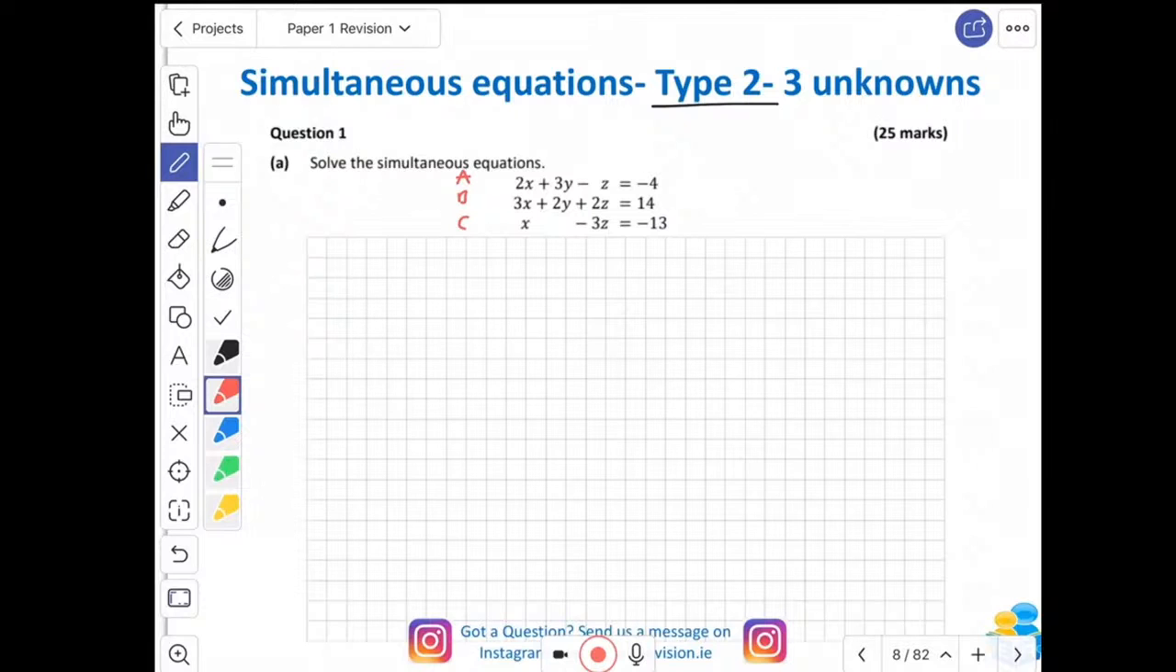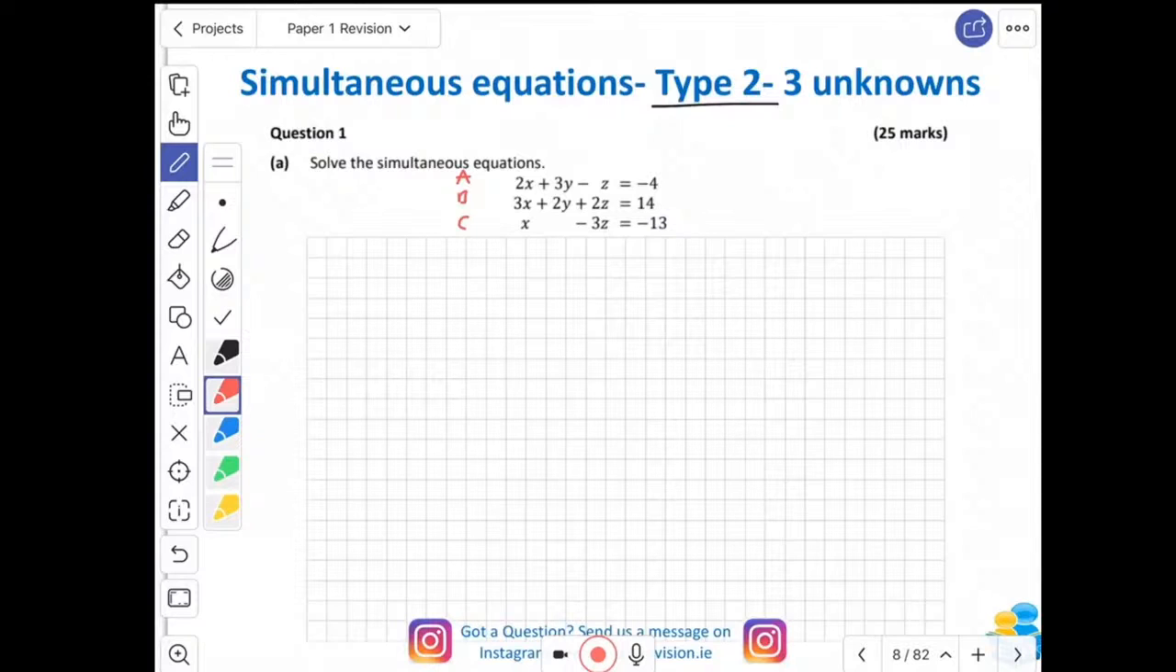method that you would have used in your junior cert. And we're going to try and get rid of the same letter in 2 different combinations of your equations. So what I mean by that is you're going to take, let's say, A and B, and you're going to decide to get rid of the Z, let's say. And then you'd go and you'd pick B and C, and you get rid of the same letter. And if you've gotten rid of the same letter twice in 2 different combinations of your equations, you're then going to be left with 2 equations with 2 unknowns, and you're back to junior cert maths.